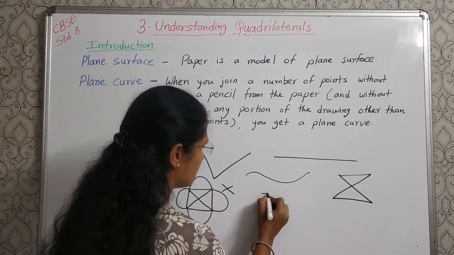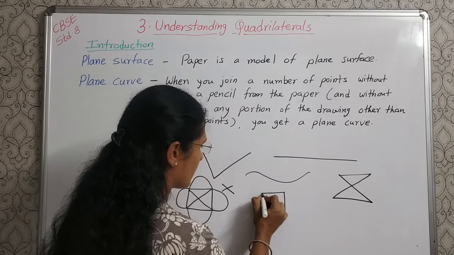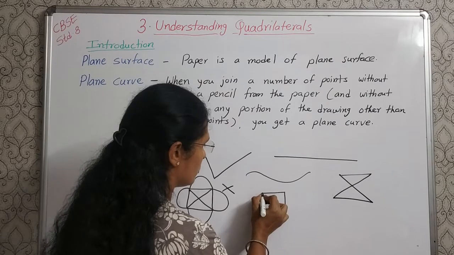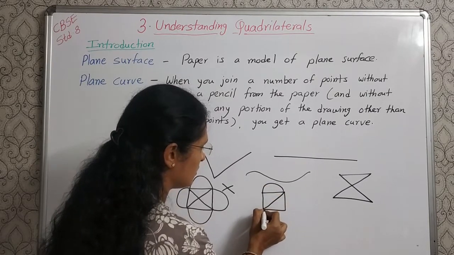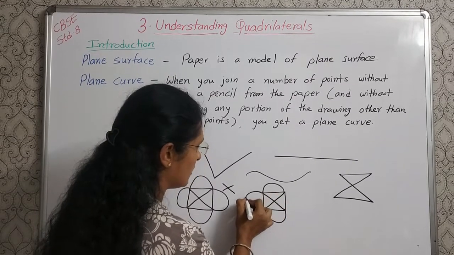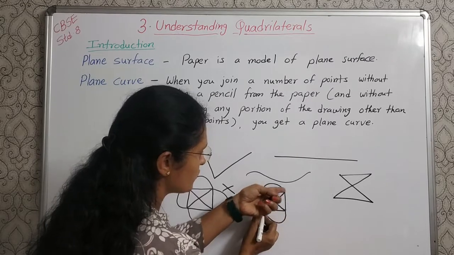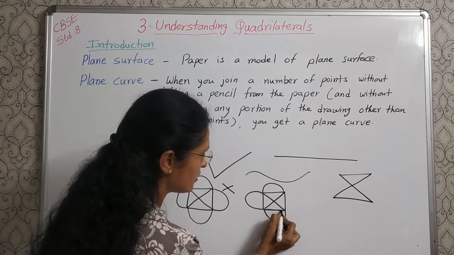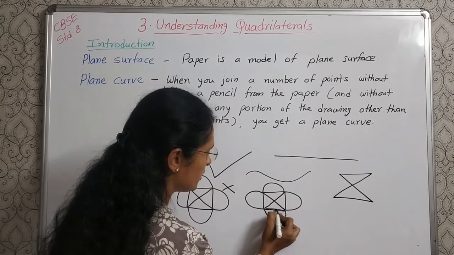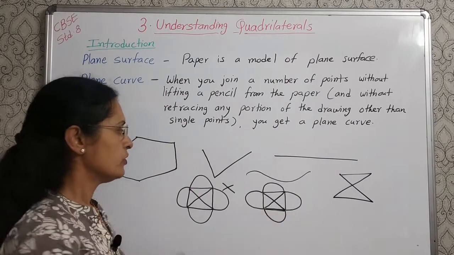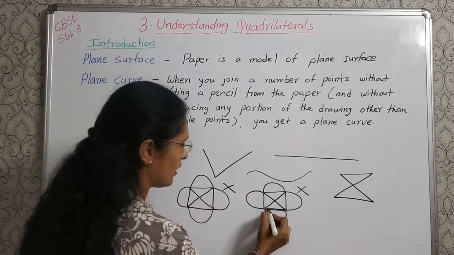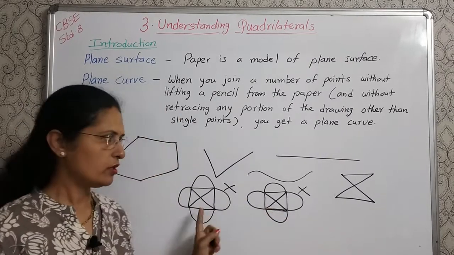Sometimes the same figure we can even draw like this, and that time we retrace a segment. So if I do this, then here, then I come here, then I go here, then I come here. Now to complete this portion, I have to retrace this segment and then I can complete this figure. So this portion is repeated, and therefore this is also not a curve. So here I lifted a pen, here I retraced this segment. So this is not a plane curve.